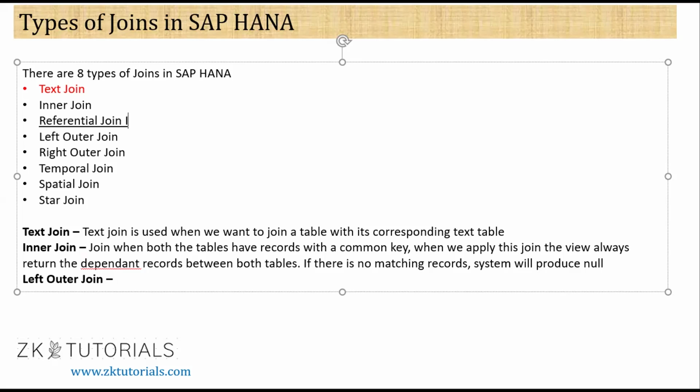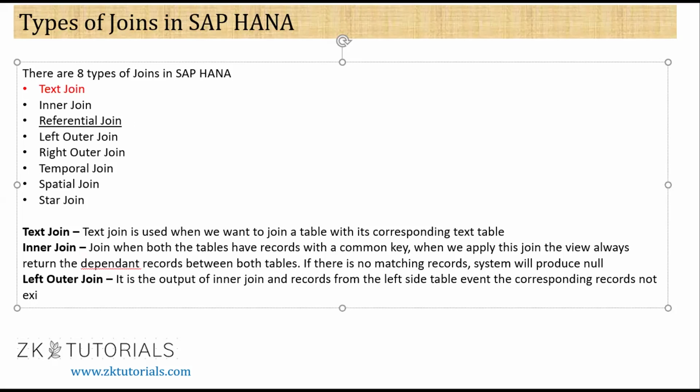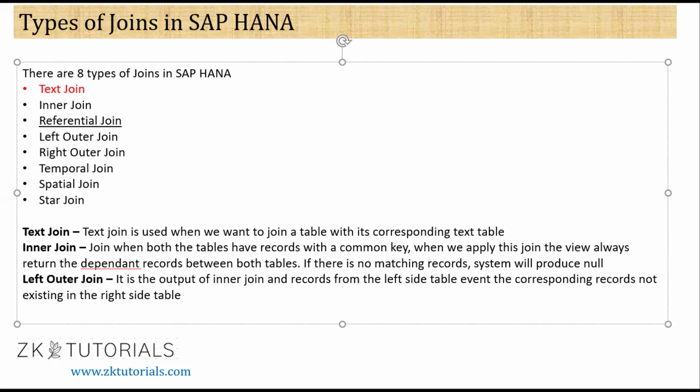Is this clear, guys? If I write here, it is the output of inner join, or you can say it's a combination of inner join and records from the left side table, even if the corresponding records do not exist in the right side table. Is it clear, guys? What is this left outer join?